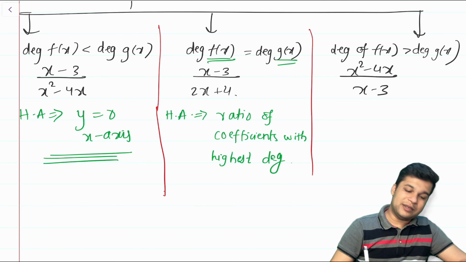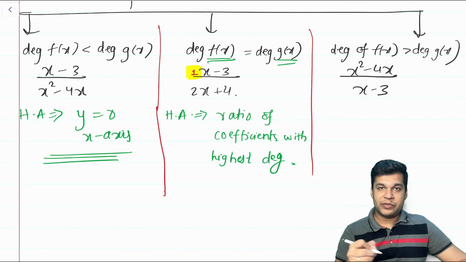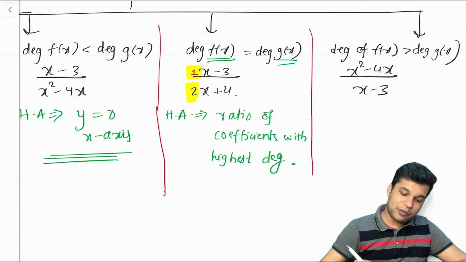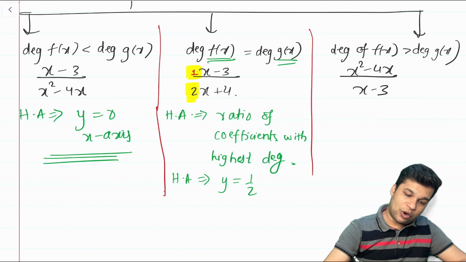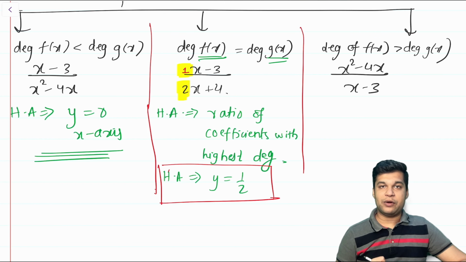What I mean to say is, you see that the degree is 1, right? So what is the coefficient? The coefficient is 1 here. In the denominator also, if you see, the degree is 1. What is the coefficient? The coefficient is 2. So what will be the horizontal asymptote? The horizontal asymptote will be simply y equal to 1 by 2.